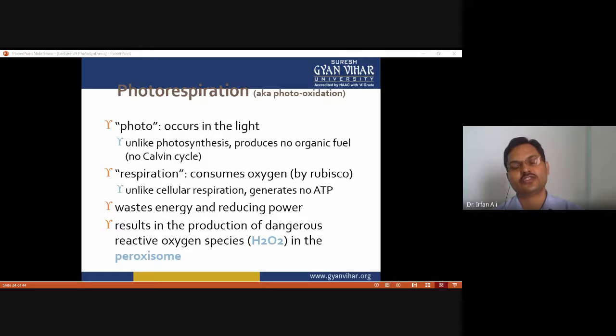Why does it waste reducing power? Because the NADPH and ATP produced in the light reaction cannot be fixed in the Calvin cycle. So this reducing power is lost by the process of photorespiration. And it results in the production of dangerous reactive oxygen species in the peroxisome. So that's why it is a totally wasteful process.